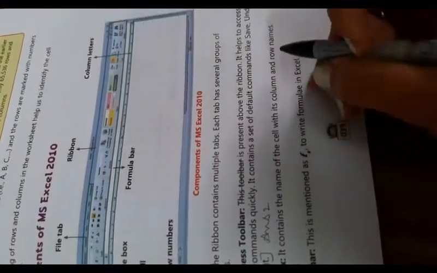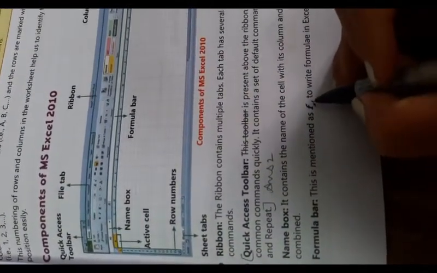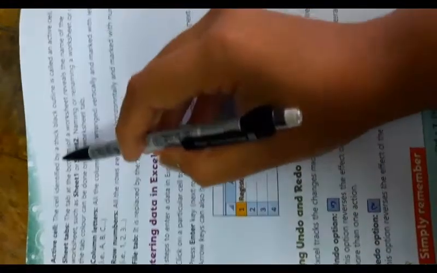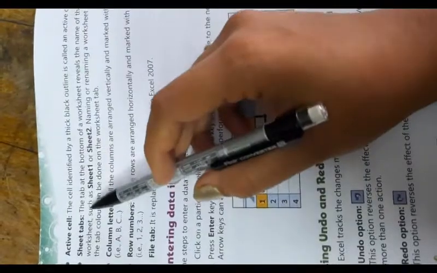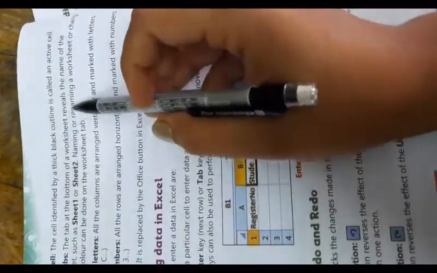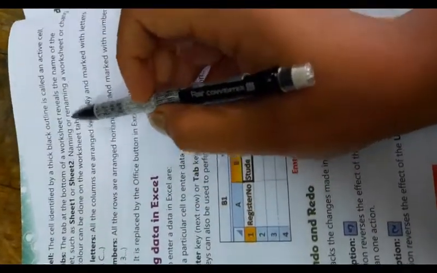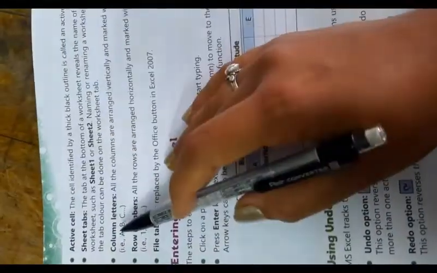Name box. It contains the name of the cell with its column and row names combined. Formula bar. This is marked as fx, to write formulas in Excel. Active cell. The cell identified by a thick black outline is called an active cell. Sheet tabs. The tab at the bottom of a worksheet reveals the name of the worksheet, such as Sheet 1 or Sheet 2. Naming or renaming a worksheet or changing the tab color can be done on the worksheet tab.